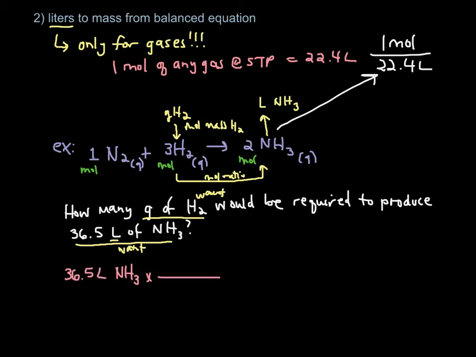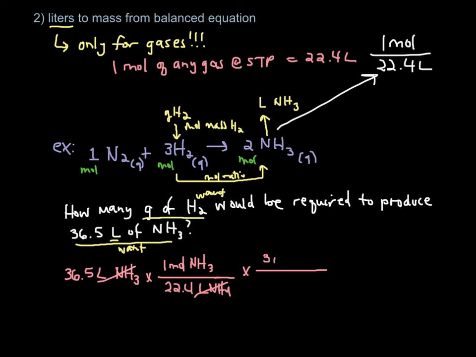We've got to convert that liters into moles, because we can't compare liters of NH3 to moles of H2. We can only compare moles to moles using this equation. So we know that a mole of NH3, because it's a gas, will occupy 22.4 liters of space. So liters of NH3 would cancel, and we would be left with moles of NH3, which we can then use our mole ratio from our equation to convert into moles of H2.